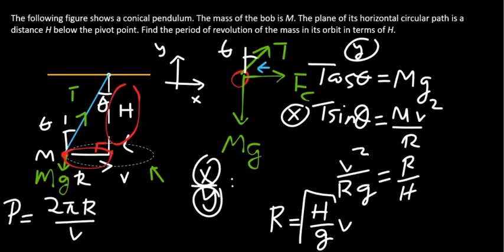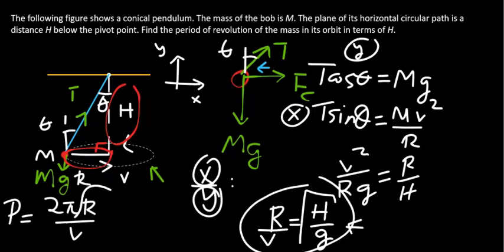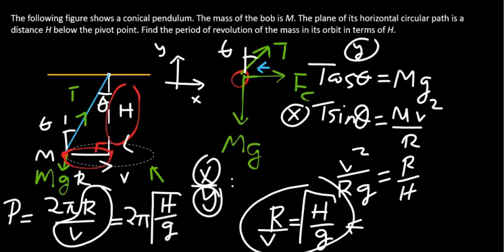What that means is if you take the v to the other side, it becomes r over v, and r over v is just the square root of h over g. Substituting this result in here, you see the period is quite simply 2 pi times the square root of h over g, and that is the answer for the period of revolution in terms of h. And that solves the problem.